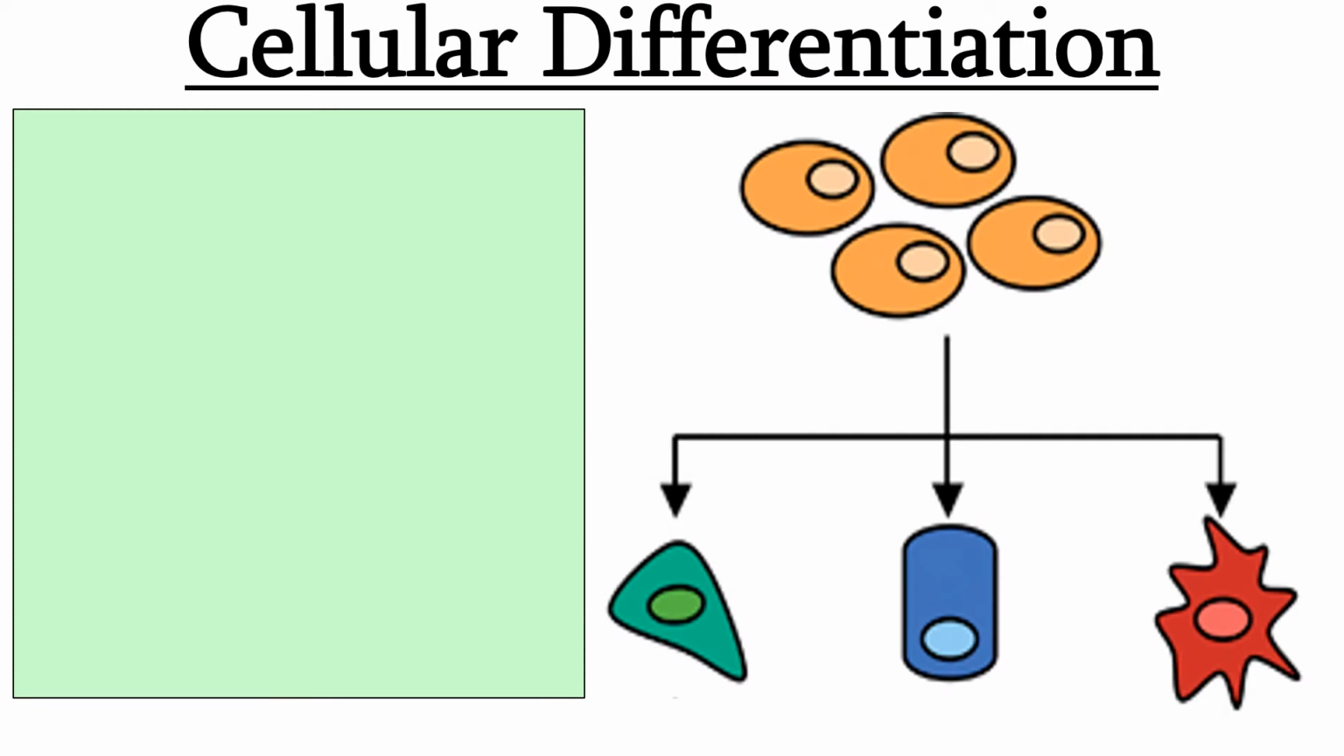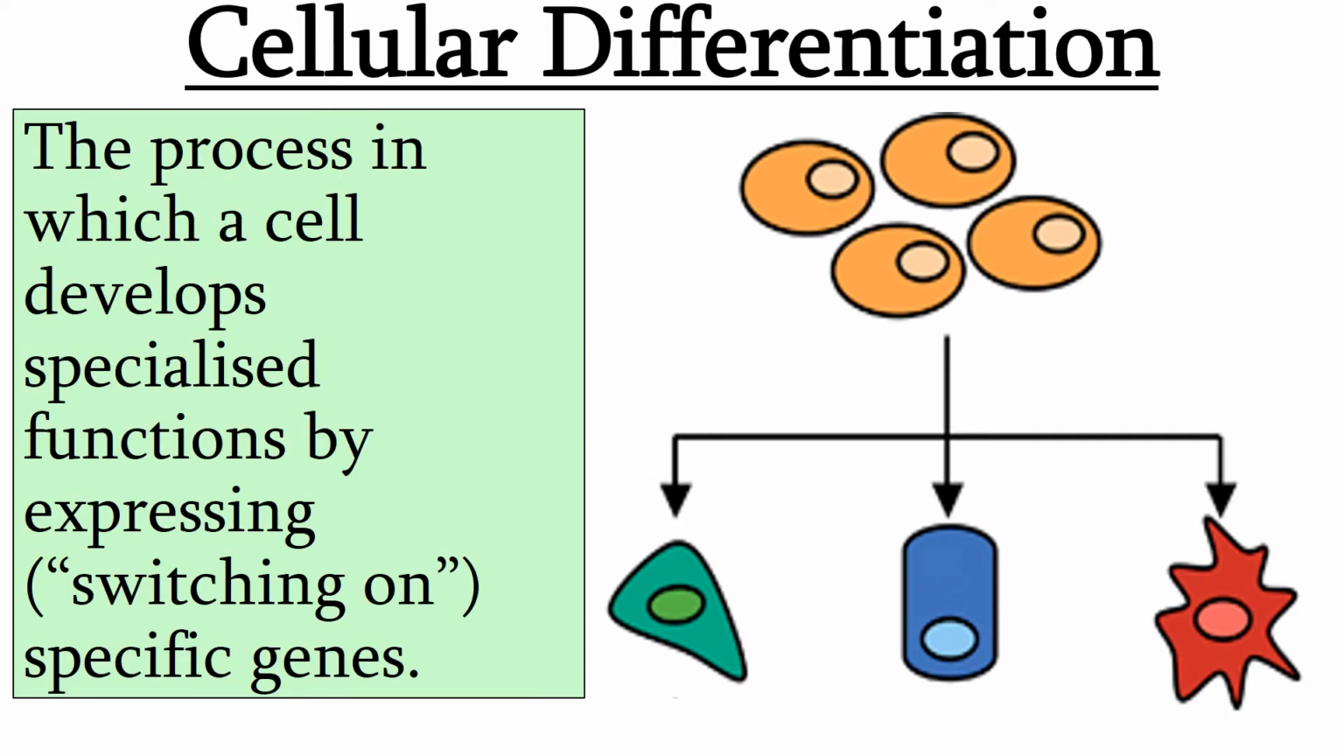So cellular differentiation, put simply, is the process in which a cell develops specialized functions. You think about your original zygote, which is unspecialized, but then over time it becomes heart cells, skin cells, liver cells, etc. So that is cellular differentiation. It's when the cell develops specialized functions.